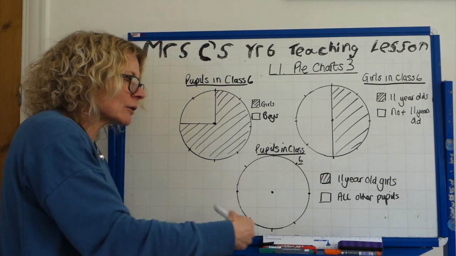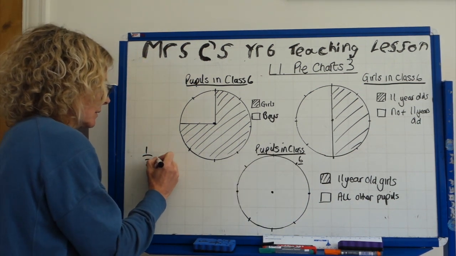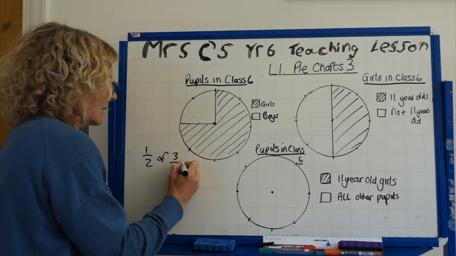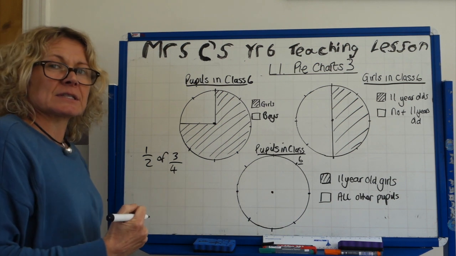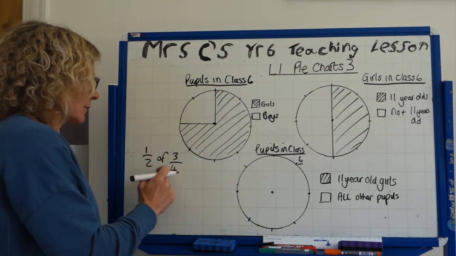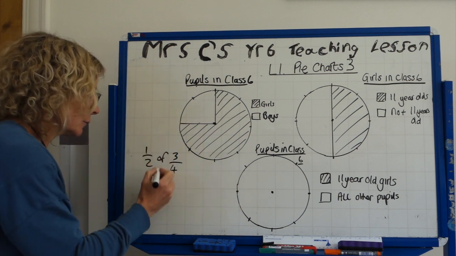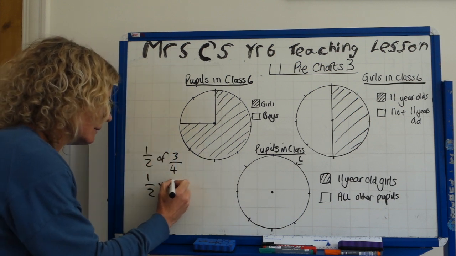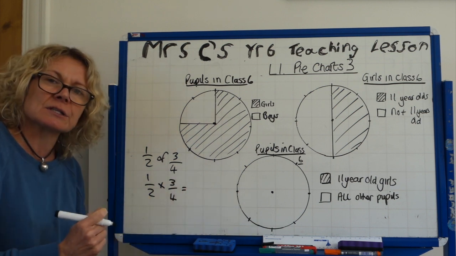So how are we going to put that onto there? Half of 3/4. You might be able to see it already, okay? Half of 3/4, you could work out half of something with fractions. If it's half of, you times it, don't you? So you do half times 3/4 to work that out.